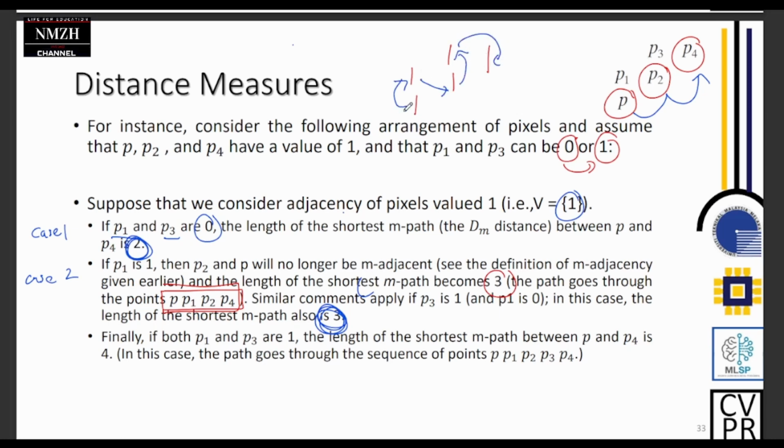So how long is the shortest one? 1, 2, 3, 4. So that would be 4, the shortest path distance between P and P4. So meaning from here to here, shortest: 1, 2, 3, and 4. Because every single P on the given pixel has a value of 1, we must go through every single one. So that would be the idea of this one.